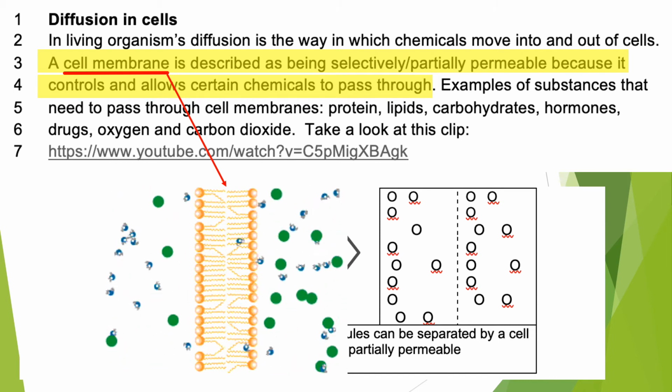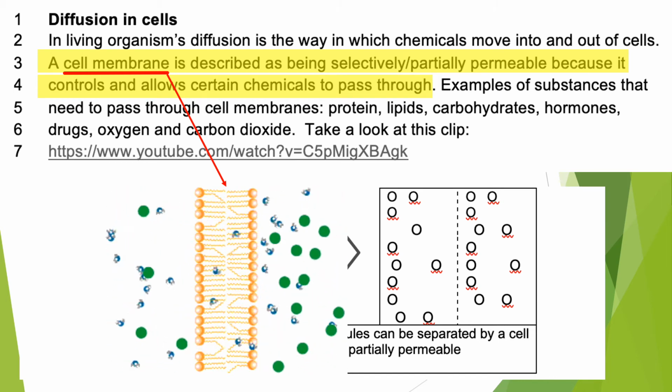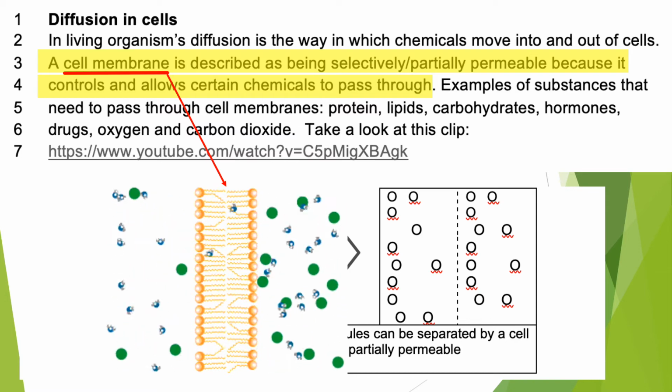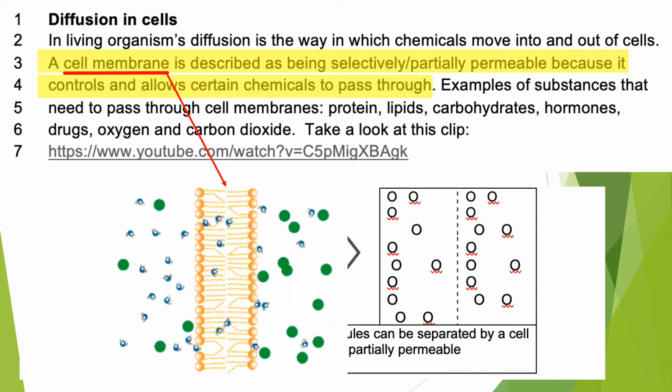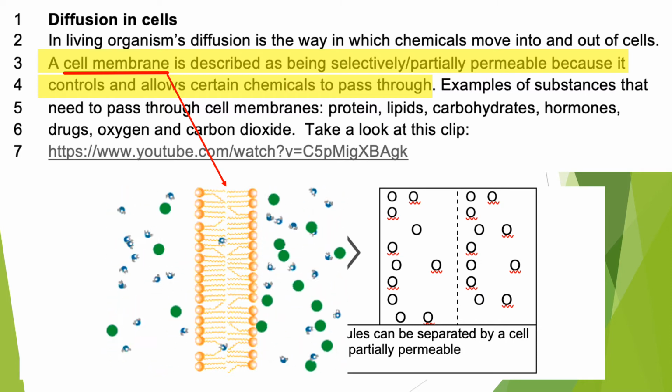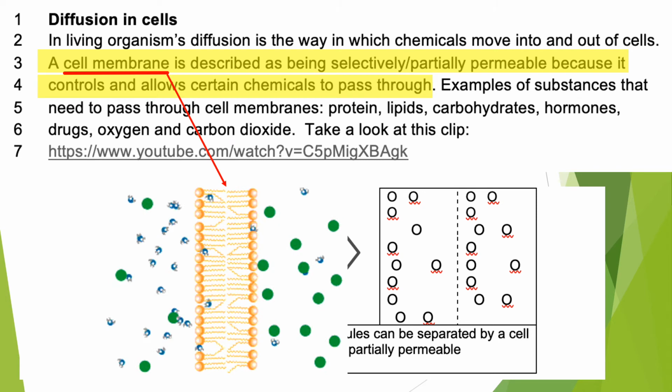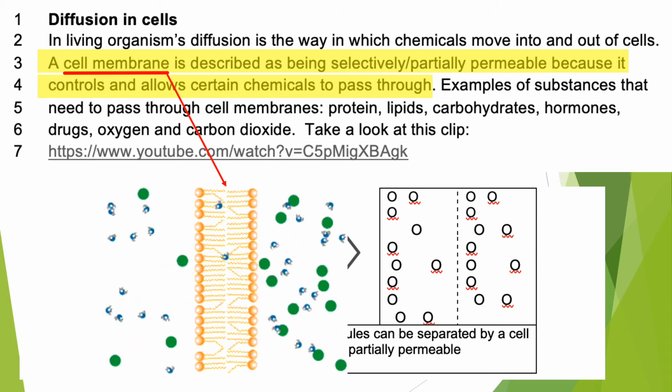You have the small blue ones with the white tips, and you have the green molecules. And you should notice that the green molecules can't get through the membrane, where the small blue ones can. So this is actually a very common thing in your body where large molecules will not be able to pass through a membrane, where small ones do.